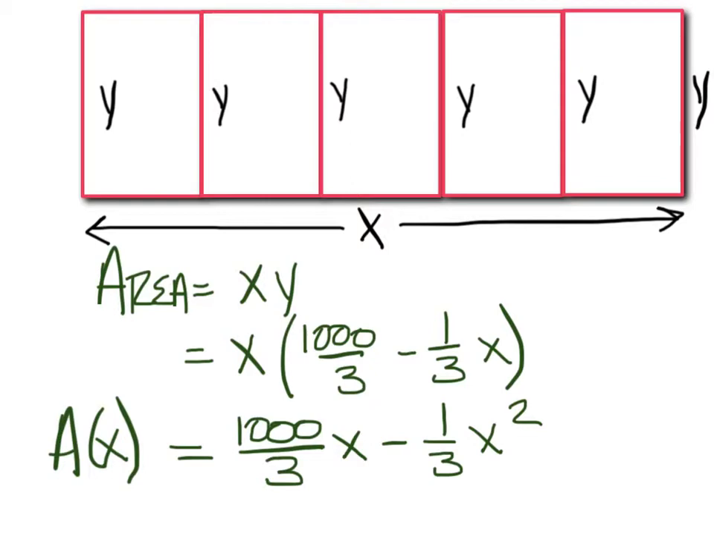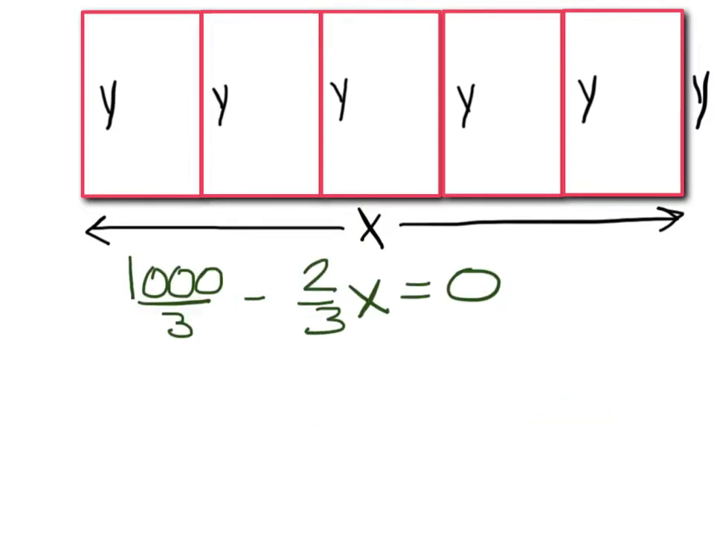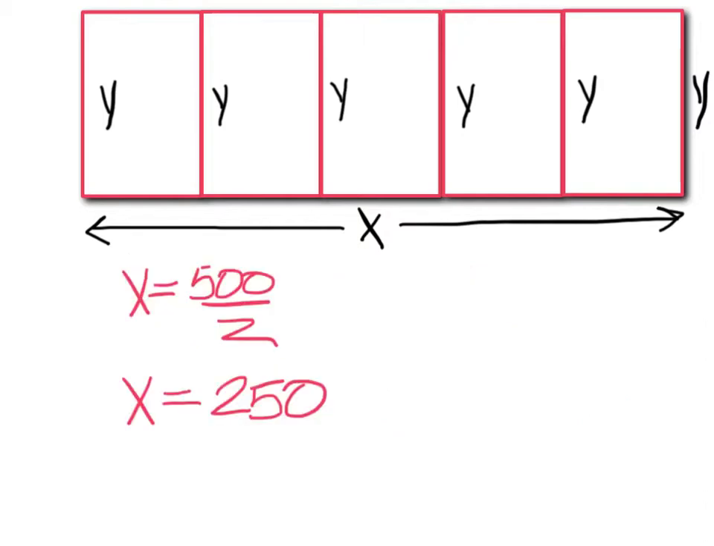All right. So from there, we're going to see what we can do to find the maximum. So the derivative ends up being 1,000 over 3 minus 2/3 x. Set it equal to 0. And you have 1,000 over 3 minus 2/3 x equals 0. Move to the right, change the sign, and divide by a negative 2/3, which means you multiply by a negative 3/2. And those cancel out. The negative signs do as well. So you should be left with 500 over 2, and that will be 250.